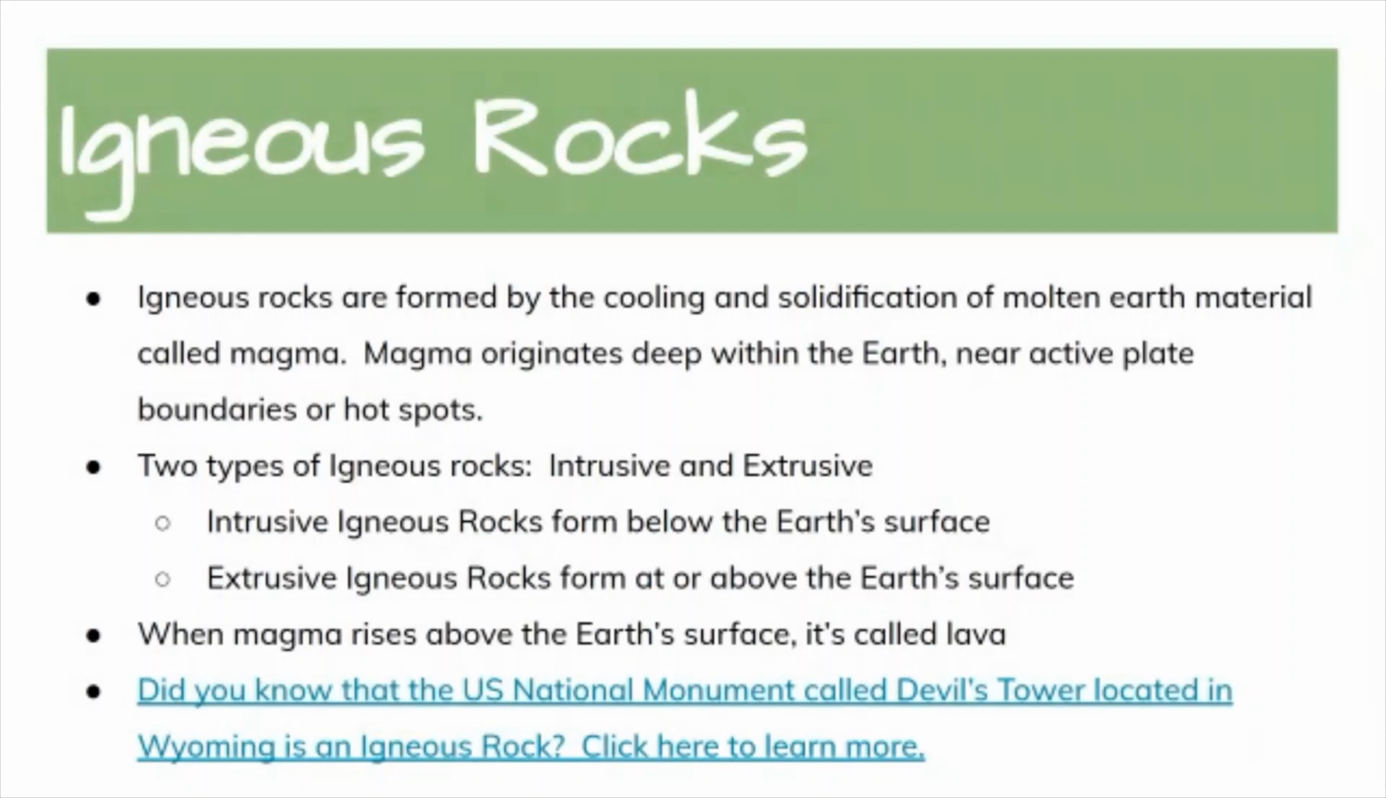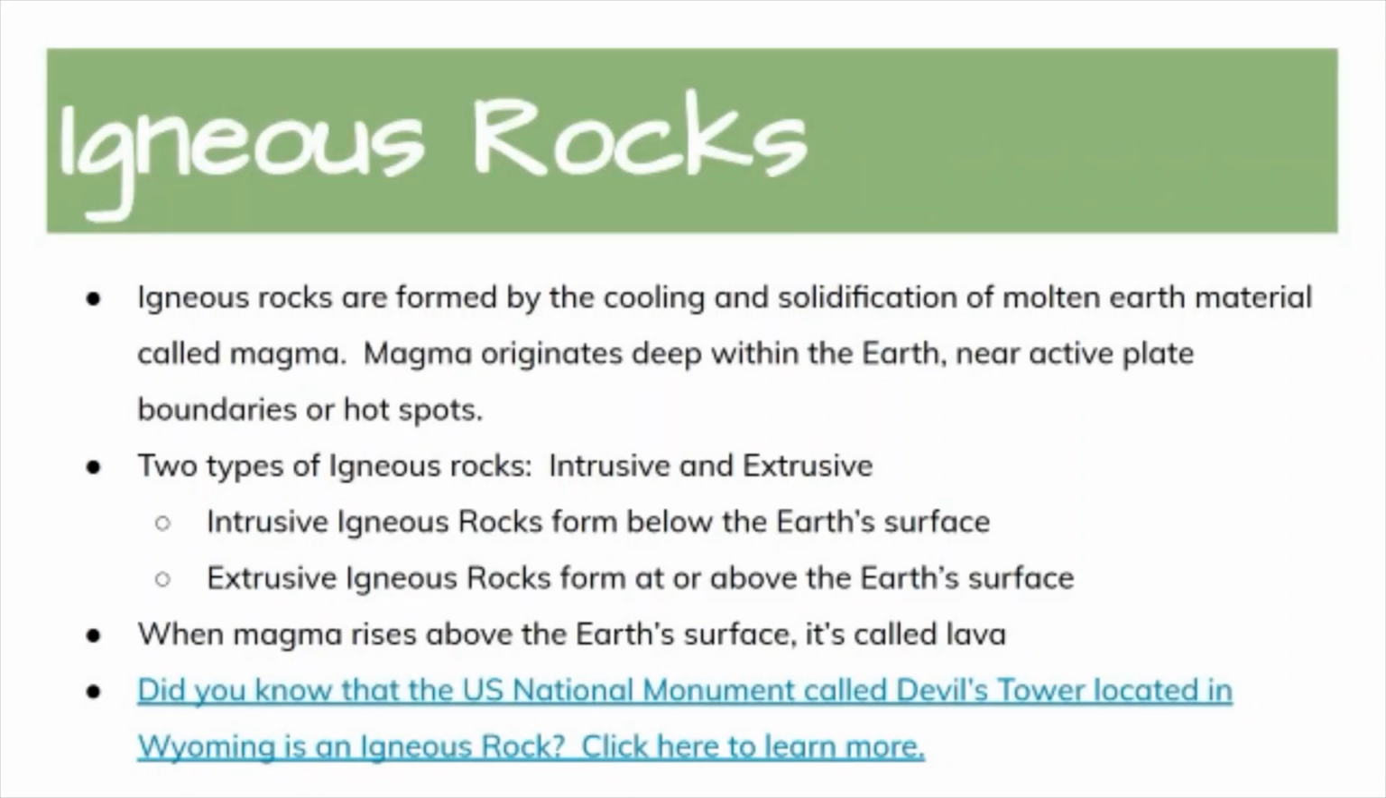Hello everyone. All right, so igneous rocks are formed by the cooling and solidification of molten earth material called magma. And magma originates deep within the earth near active plate boundaries or hotspots. There's 2 types of igneous rocks that are important to remember, and those are intrusive and extrusive. Intrusive igneous rocks are those that form below the Earth's surface. Extrusive igneous rocks are those that form at or above the Earth's surface.